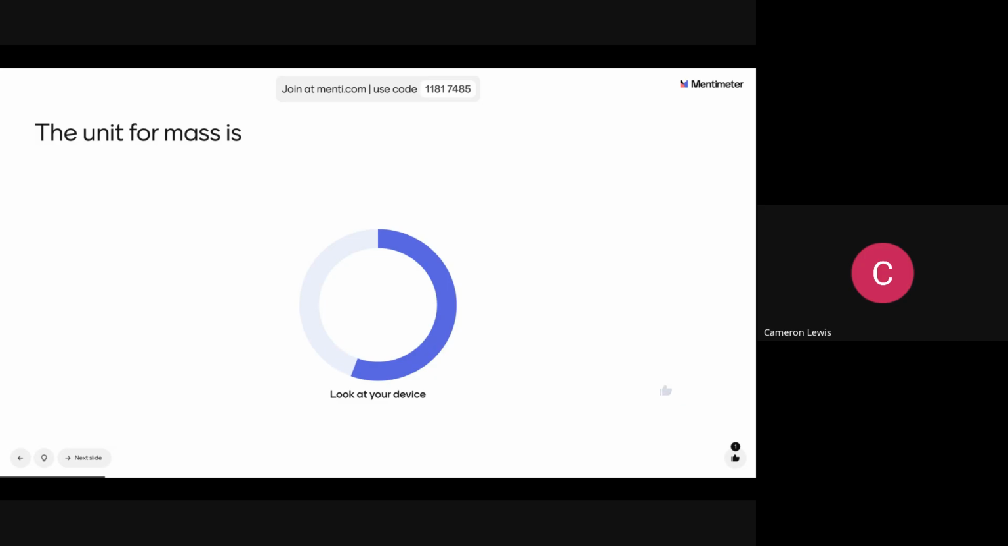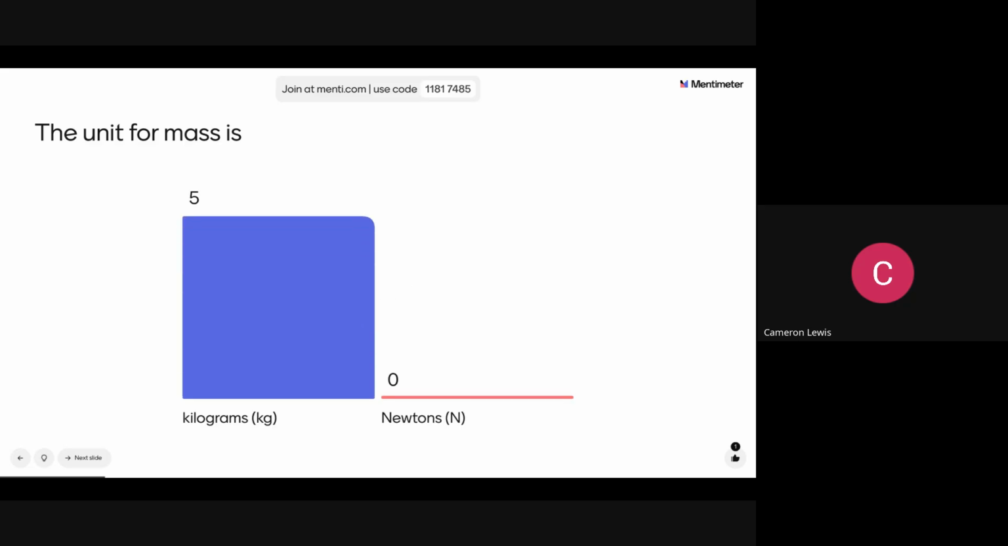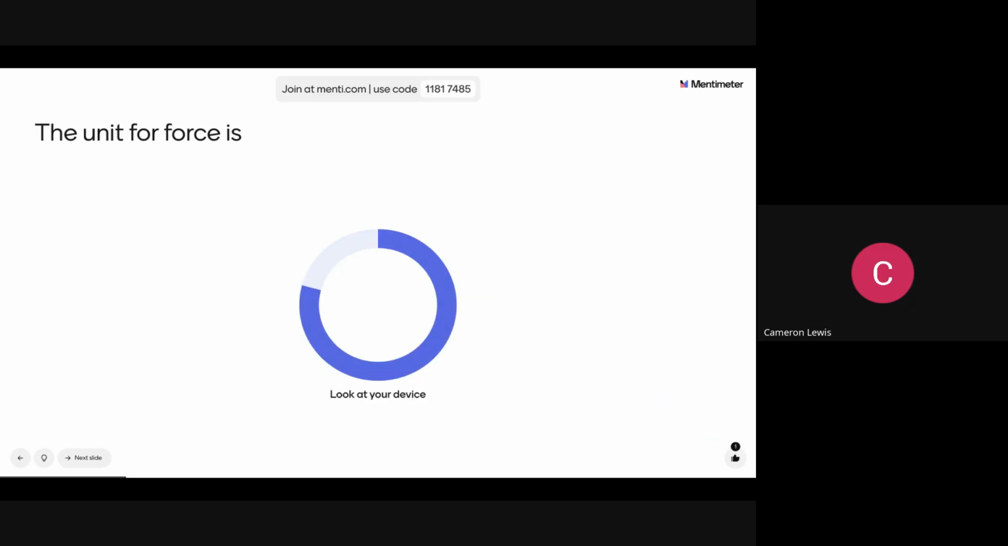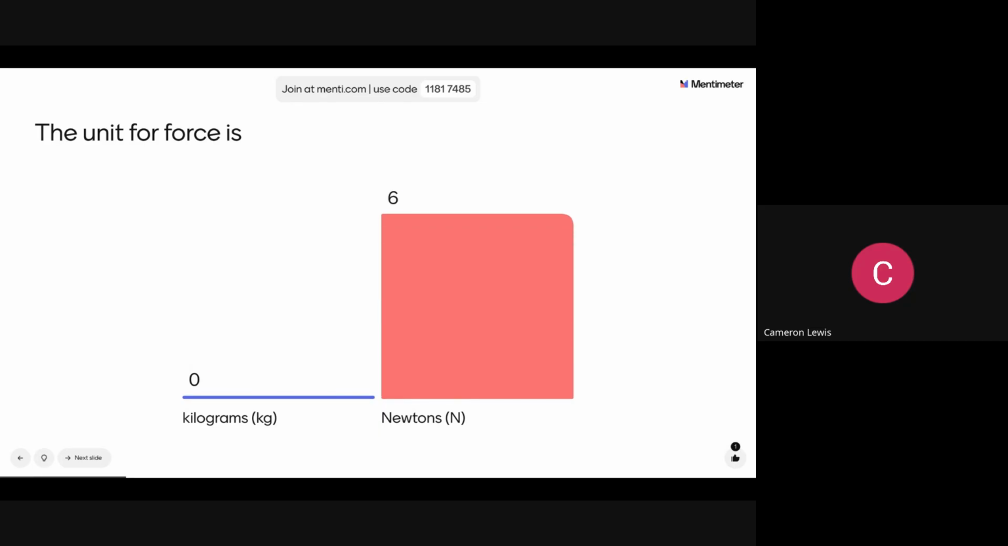The unit for mass is what? Kilograms or newtons? Kilograms, good job. The unit for force is kilograms or newtons? Newtons, good job, 100%. The unit for force is newtons.